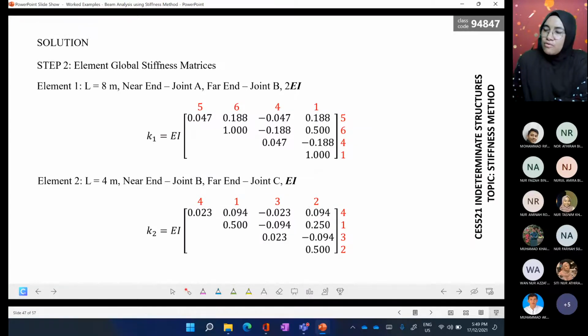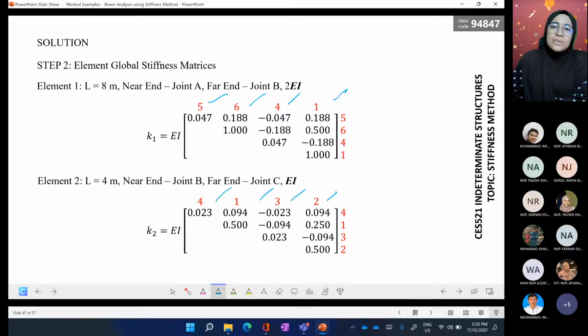So don't forget to label the degrees of freedom, because without labeling we cannot identify the stiffness matrix for the beam. Capital K: all the degrees of freedom mean the position in the capital K, the structure stiffness matrix. So labeling is important: 5, 6, 4, 1 and 4, 1, 3, 2.